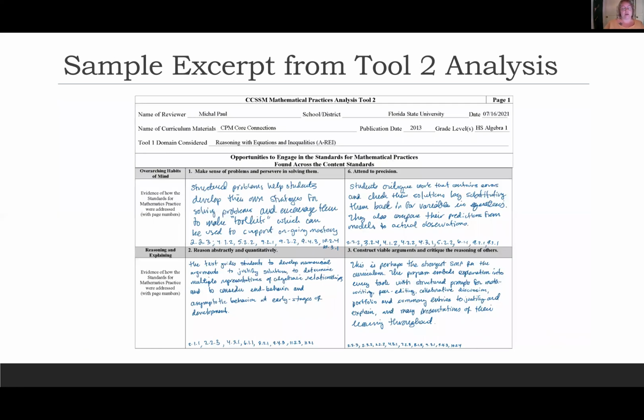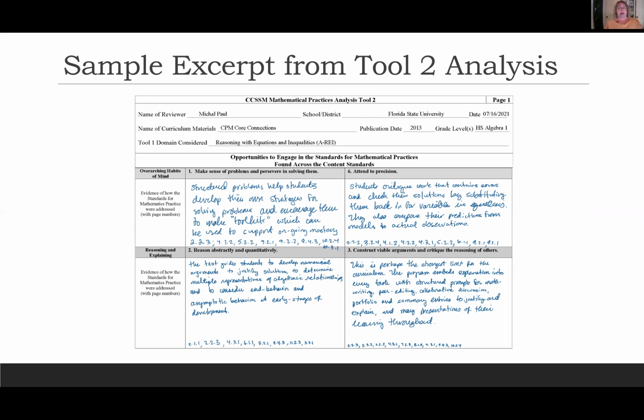This is an example, a sample excerpt from one page of my Tool 2 analysis. Using Tool 2, I considered how the SMPs were addressed one domain at a time. This excerpt covers 4 of the SMPs within the reasoning with equations and inequalities, A-REI domain. I found strong evidence that the SMPs are embedded in the CPM Core Connections curriculum.